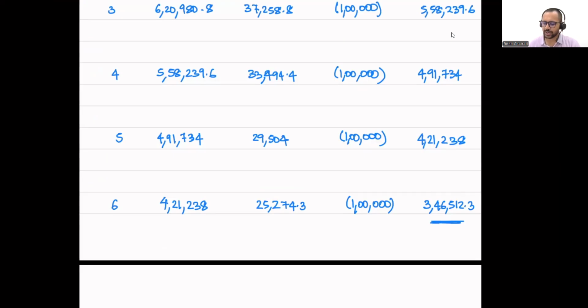All right, so now let's look at it. Let's calculate the revised lease liability. So revised lease liability at the beginning of year 7. We are calculating the revised lease liability at beginning of year 7.